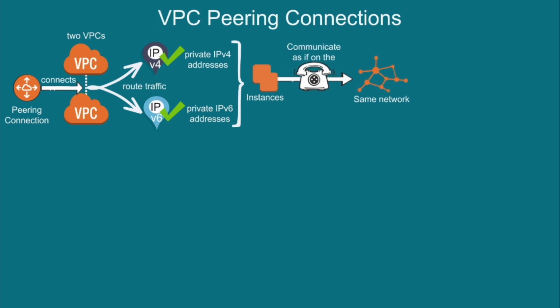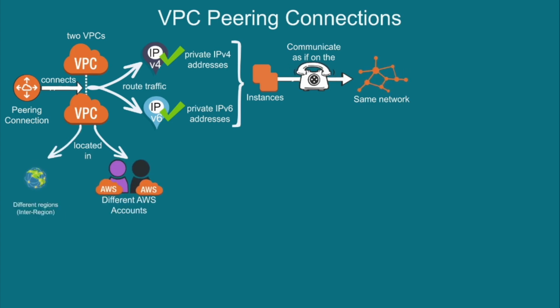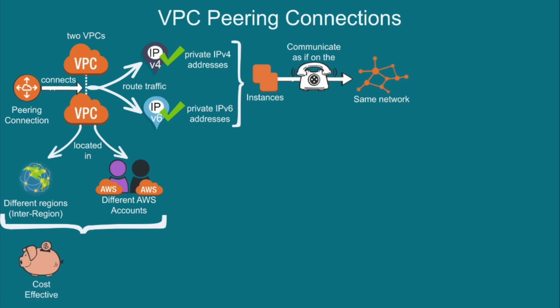When creating peering connections, you aren't just limited to your own VPCs in your account, you can peer with VPCs located in different AWS accounts. Moreover, the VPCs can be in different regions, also known as an inter-region VPC peering connection. With this in mind, VPC peering provides a simple and cost-effective way to share resources between regions or accounts.